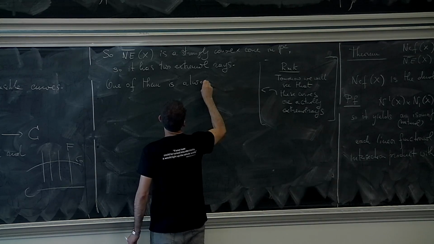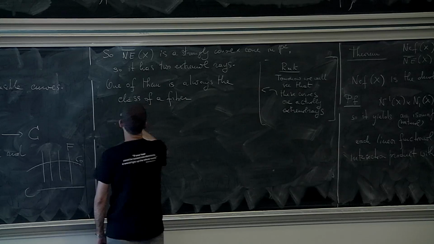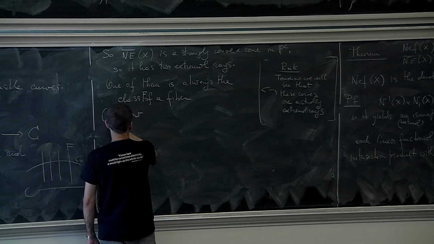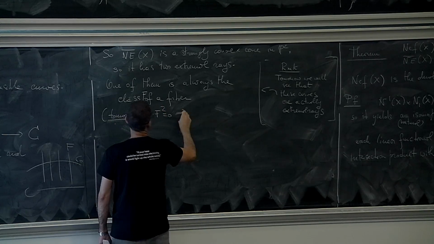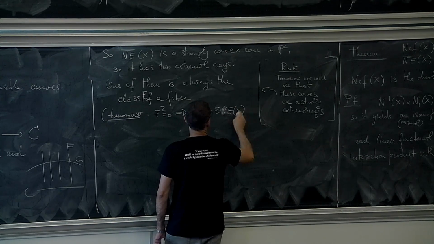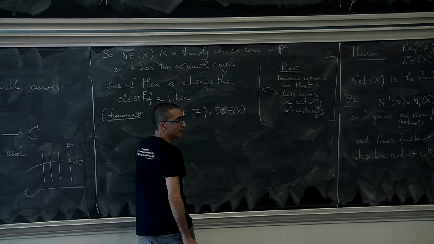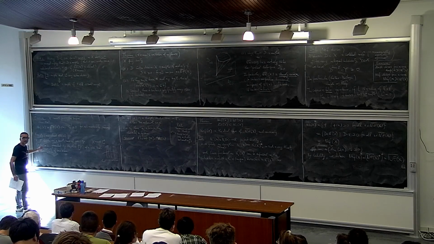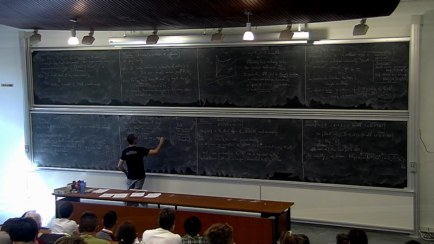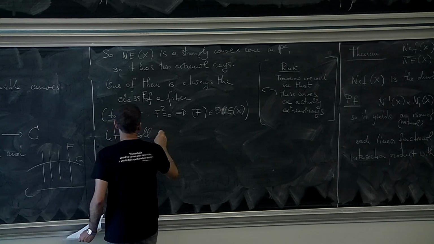Allora, one of them is always the class of a fiber. Let me call this F. Tomorrow, F squared equals 0 implies F is on the boundary. Yeah, it's a strongly convex cone. This is on the boundary, so it must be an extremal ray in R2, because the Picard number is 2 in this case. So it is in the boundary of a convex cone in R2, so it is an extremal ray. Okay. And there is another extremal ray. Let us call Xi the other extremal ray.